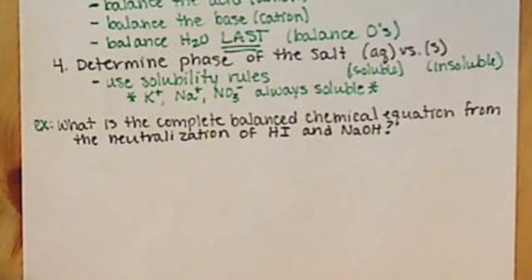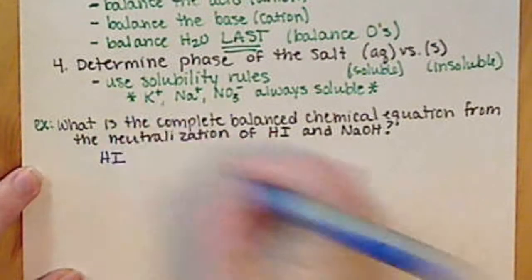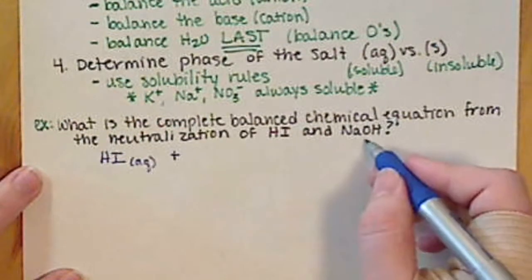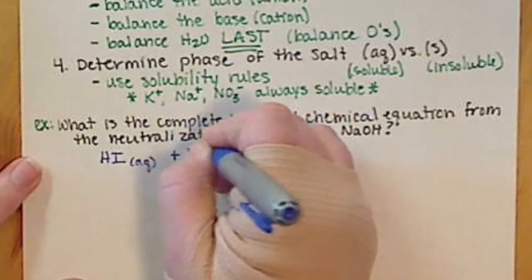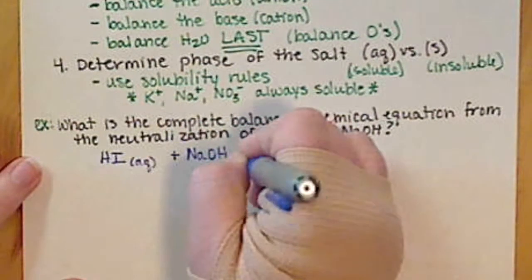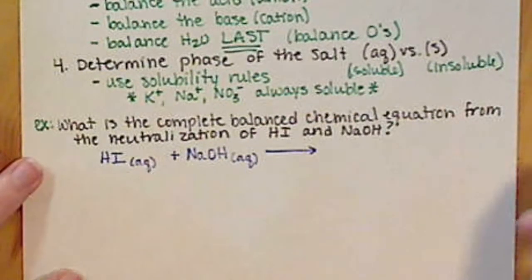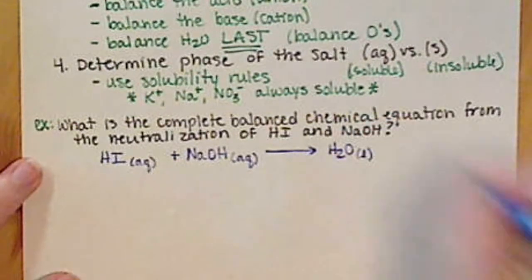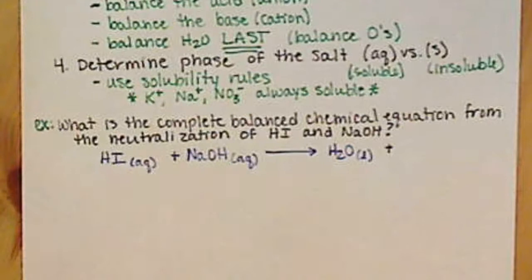All right. So what we're looking at is we have hydrogen iodide, right? And this is going to be aqueous because it's an acid. We're combining that with sodium hydroxide, which is our base, so it is aqueous. And we know that we're going to form water, which is a liquid, and then we have some sort of salt. Okay.